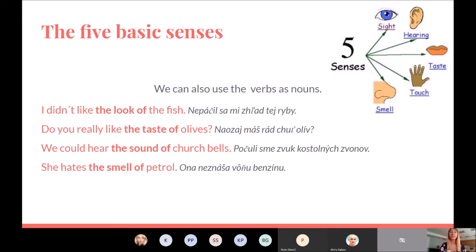So the look of something, the taste of something, the sound of something, or the smell of something. We are lacking the touch. We really do not create the phrase, the touch of something, okay? So that's why I want you to remember the phrases, the look of something, the taste of something, the sound of something, and the smell of something.